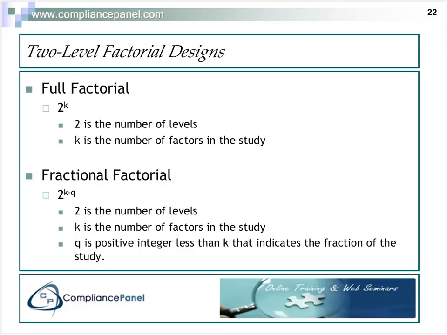So if I had a 6-factor study, a half factorial would be 2 to the 6 minus 1. A quarter factorial would be 6 minus 2. An eighth is 6 minus 3. A 16th is 6 minus 4. So 2 to the 6 minus 4 would just be 4 runs. So instead of doing 64 runs, I'm only doing 4 runs. Quite a highly fractionated design.